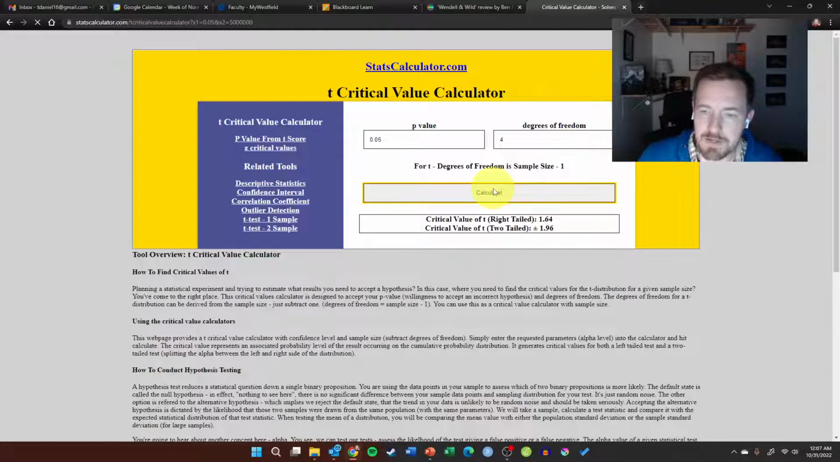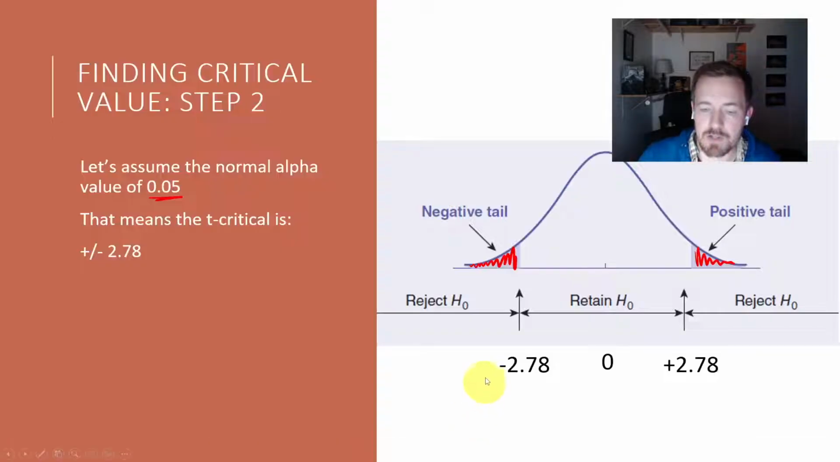And then we're going to hit calculate, and that's going to give me these two values, one for a one-tailed test, one for a two-tailed test. So for a two-tailed test, we're going to go with this right here. So plus or minus 2.78. And so whenever I look back over this, that's exactly what I'm seeing here, negative 2.78 and positive 2.78.